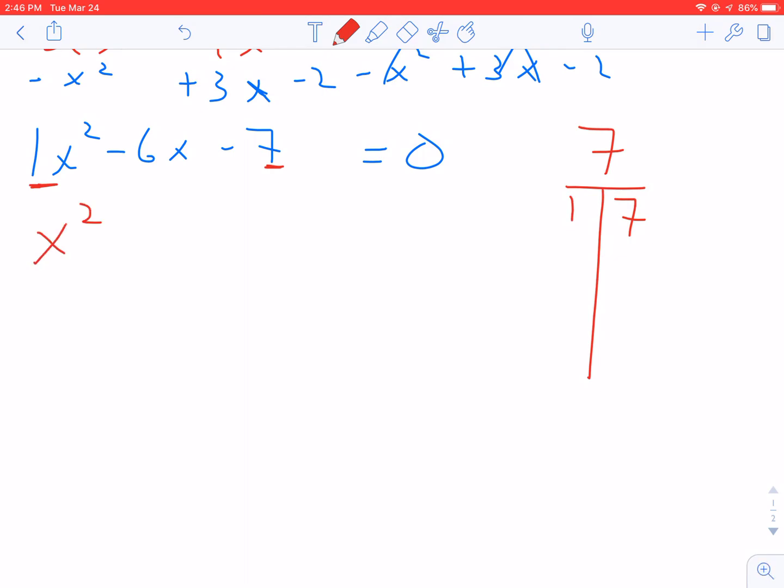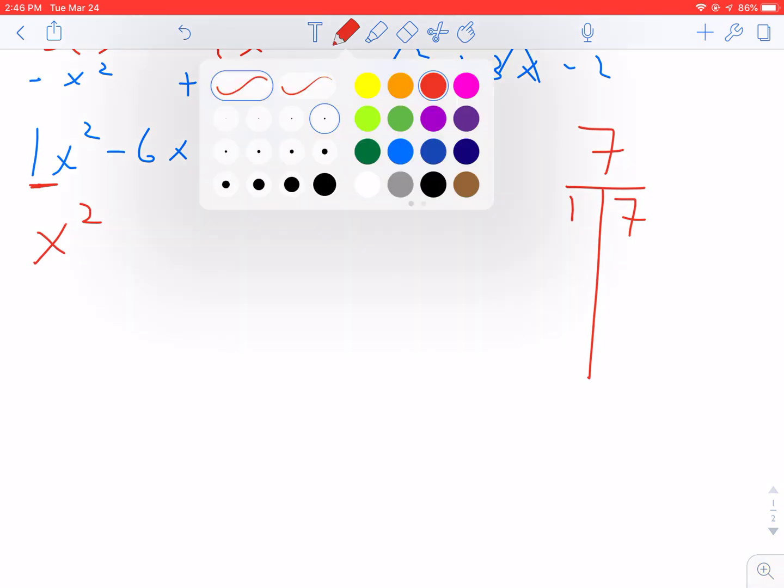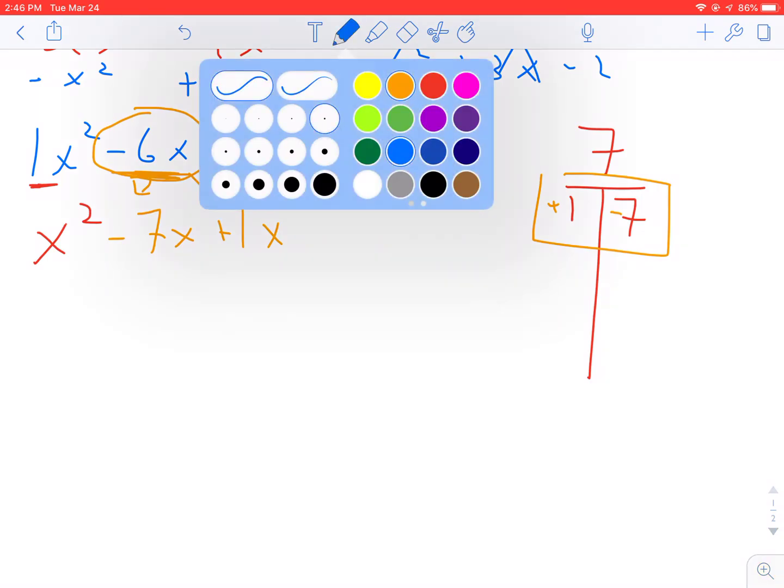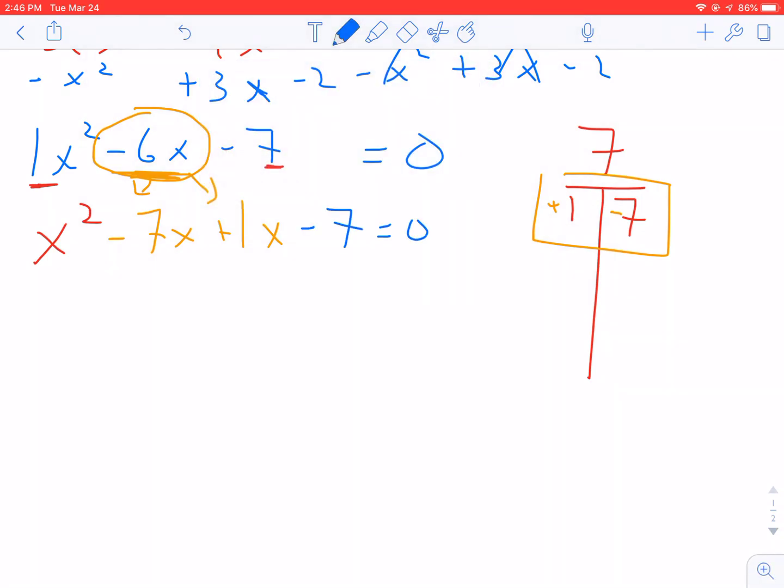So what I have to do now is rewrite this term, but I'm not going to call it negative 6x anymore. I'm going to replace it with these two terms. Now, in order for 1 and 7 to combine to give me a negative 6, the 1 has to be positive and the 7 has to be negative, because if I add those up, that would give me the negative 6 that I need. So I'm going to rewrite this middle term by breaking it up into negative 7x and a positive 1x. And then nothing else in the polynomial changes at the moment.